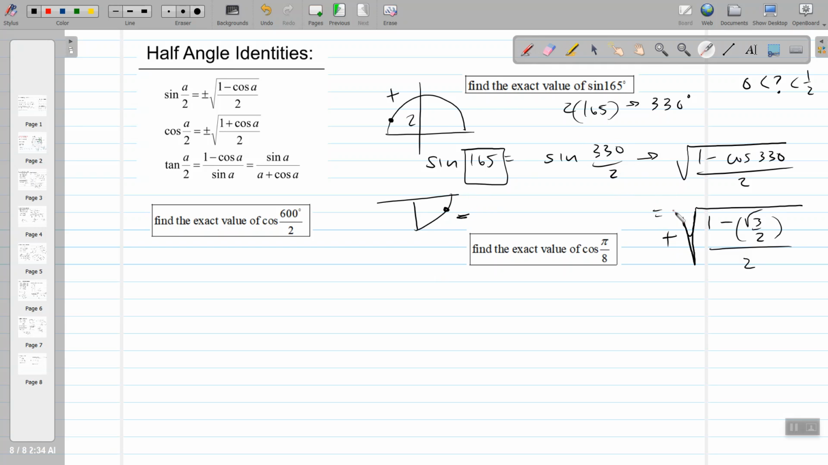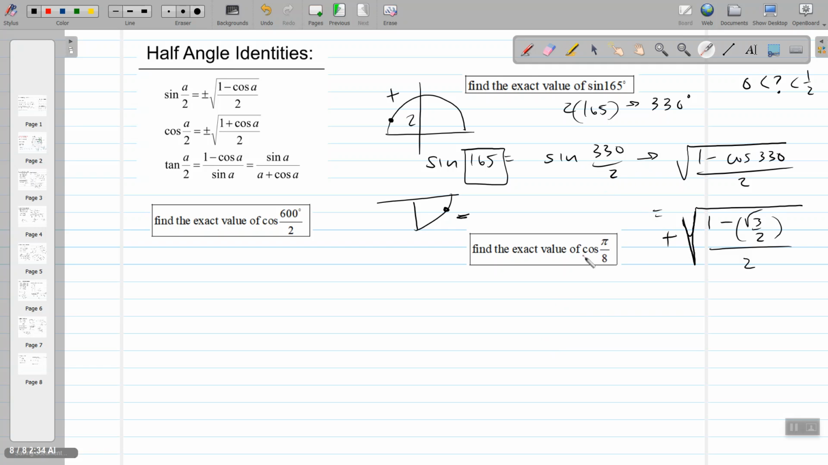Okay, so again, keep in mind the sign that goes here is the sign that goes with your actual location, not what you plugged in to the formula. All right, so in this case, 165 is located in the second quadrant, therefore sine is positive, so our final answer is positive.